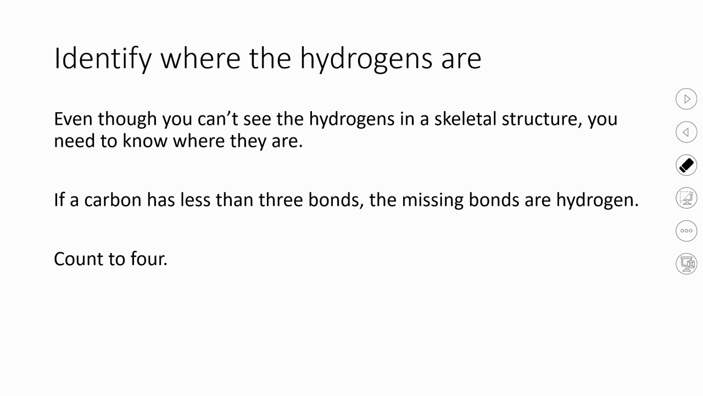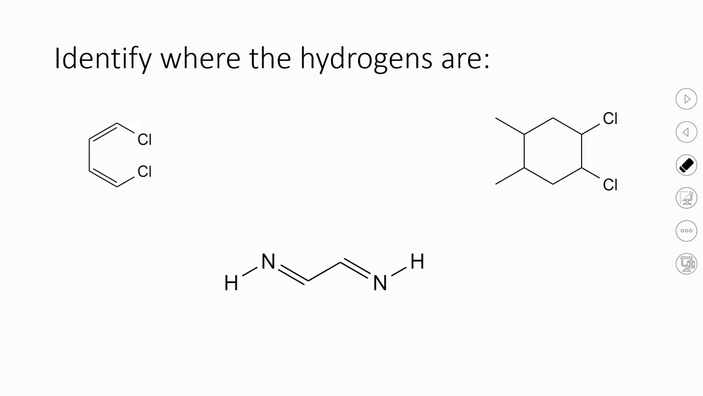Okay, the last thing that we're going to talk about today, and the last part of chapter 11, is identifying where the hydrogens are. So on a skeletal structure, even though they're not shown, you need to know where they are. And so it's going to have you switch between hydrogens and chlorines. So what I use is the 4-carbon bond rule. I look at my carbon, and then I count how many bonds, and then everything else is a hydrogen. Okay. So let's go ahead and look at these molecules.